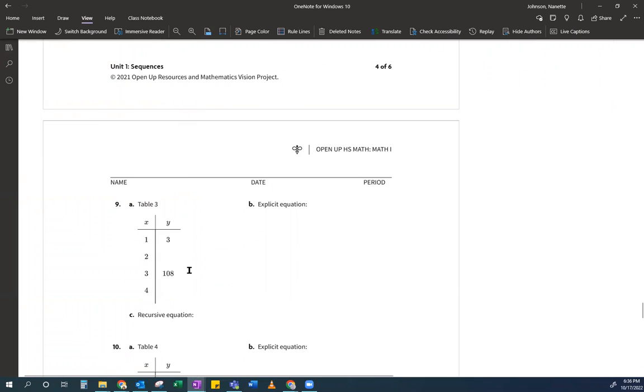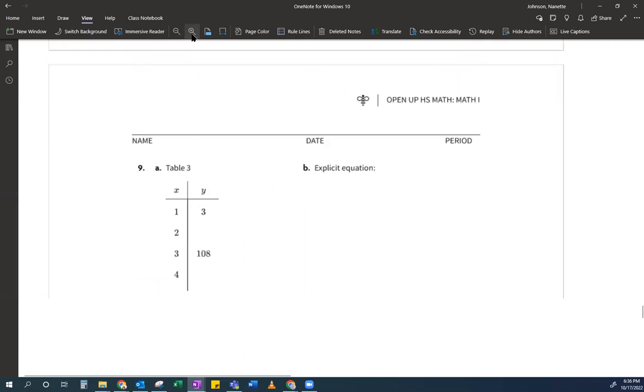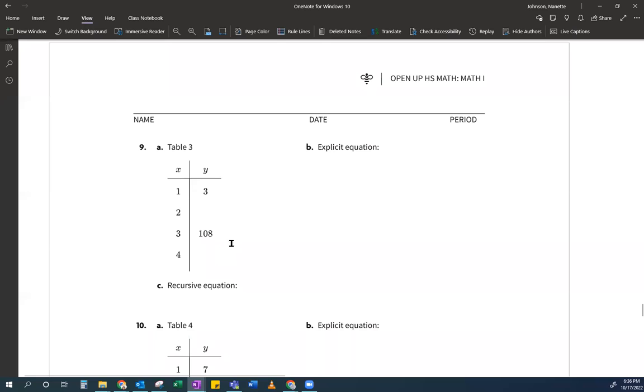Without them telling me that this is a geometric sequence, this could actually represent an arithmetic sequence, and it could even represent a sequence that is neither geometric nor arithmetic. But they give me directions and said, hey, this is geometric. Now find everything. So the very first thing that I'm going to do is remind myself this is a geometric sequence.